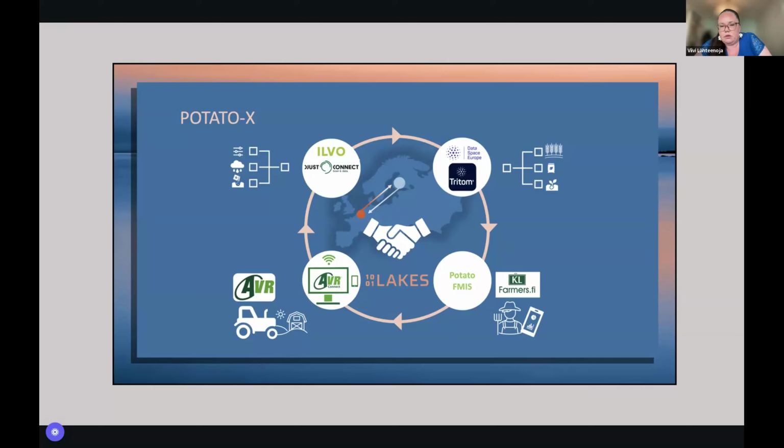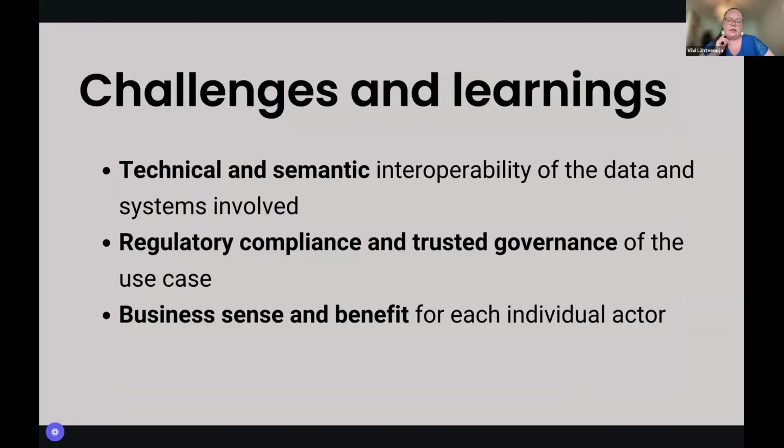Without him having to use two different kinds of systems for different kinds of data, and for him to be able to also combine and analyze the AVR data with other data in his farm management information system. So this is the pilot. This is what we tried to do, and looking back on it, the three challenges and learnings that we addressed and derived were first technical and semantic interoperability of the data and the systems involved.